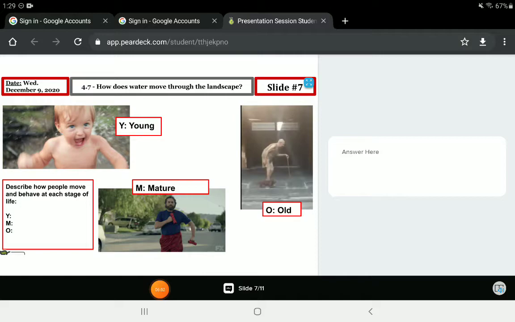So on this slide, what I would like you to do is describe how people move and behave at each stage of life. So how do they move and behave when they're young? How do they move and behave when they are mature? And then how do they behave when they're old? You guys can just abbreviate it, the YMO, if you don't want to write out the whole word: young, mature, and old.